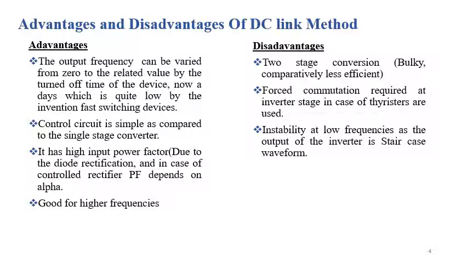The disadvantages are: due to the two-stage conversion method, the converter circuit becomes bulky and less efficient. Forced commutation is required at the inverter stage in case thyristors are used. As we are getting a staircase waveform from the inverter, this makes the overall converter circuit unstable at low frequencies.